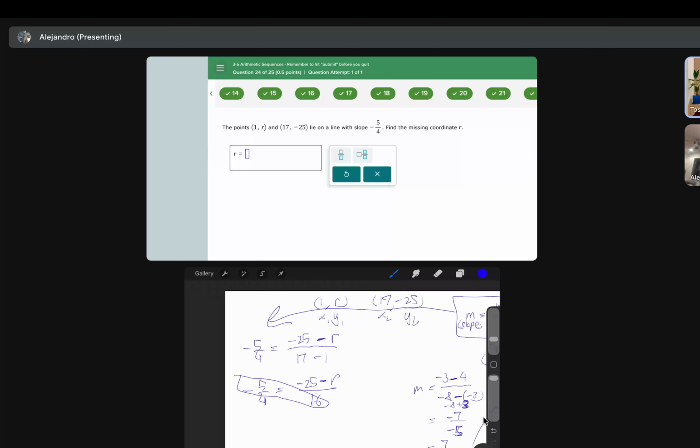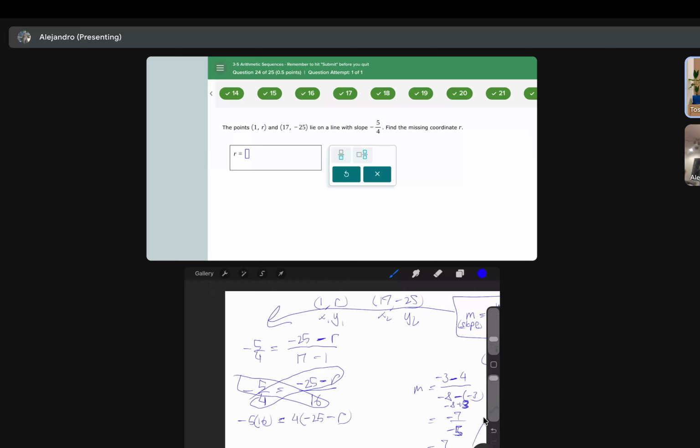I'll write it out. It's negative 5. Doesn't matter which side you write, okay? I'm going to write this on the left side. The product of negative 5 times 16. But careful on this one. If you multiply by a binomial, two terms, you want to parenthesize it. So here we go. Negative 25 minus r.